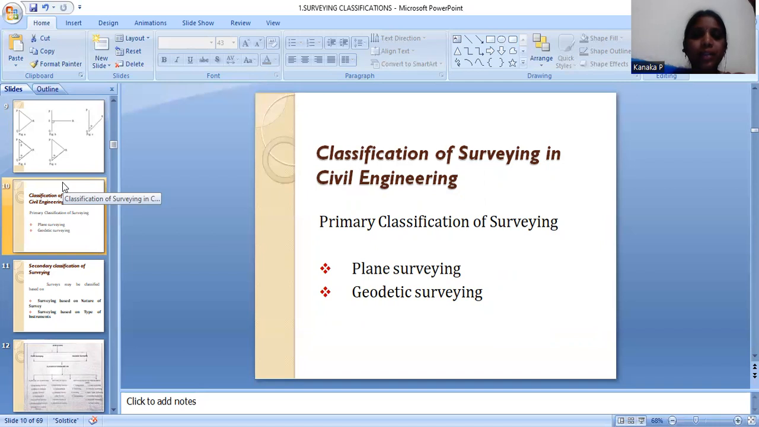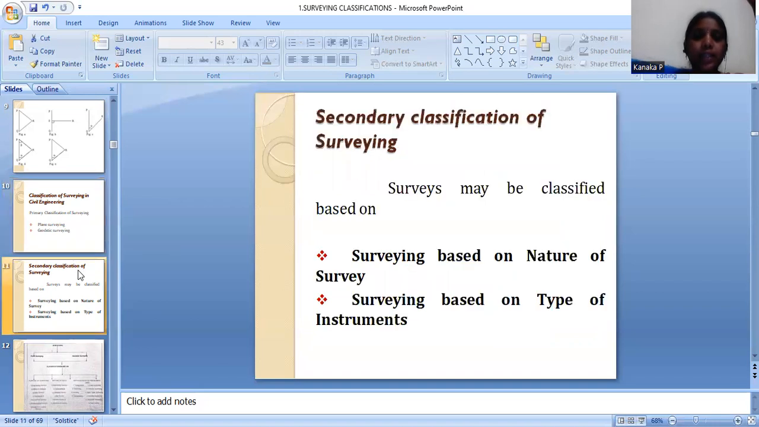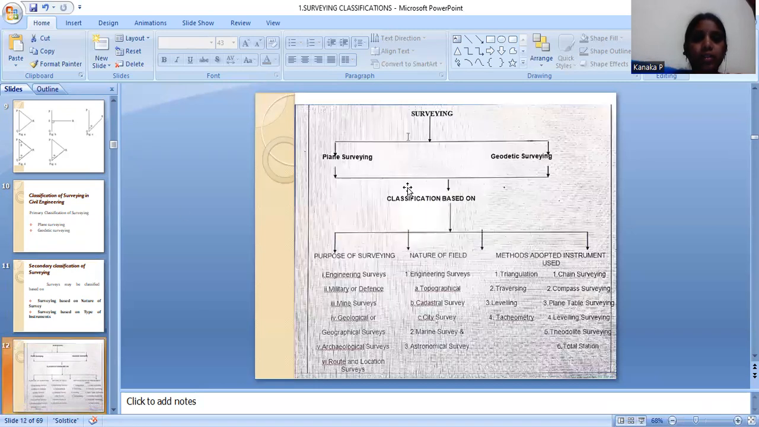The next topic is classification of surveying. The main thing is primary classification and secondary classification. In primary classification there are two types of surveying: plane surveying and geodetic surveying, which were already explained. The secondary classification of surveying is based on several factors: the nature of the survey, and the type of instruments. This is a flow chart of the classification of surveying.